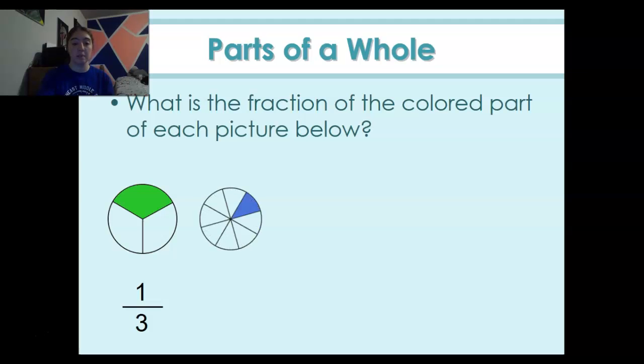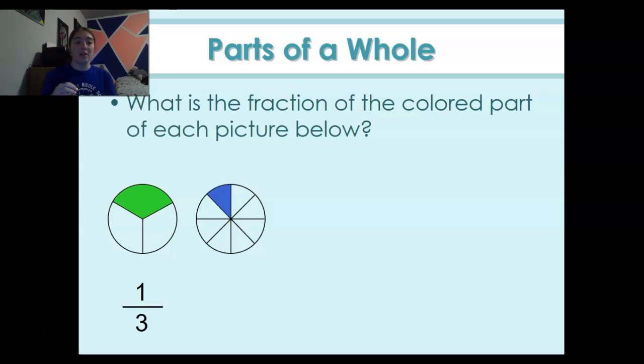All right, let's go to the next one. So here we would count 1, 2, 3, 4, 5, 6, 7, 8. I have 8 slices, just like the one before. So 8 is our whole, that would be our denominator. And only one is shaded in, so that would be our numerator. So we have 1/8 shaded in of this circle.